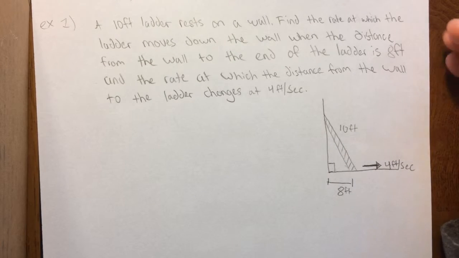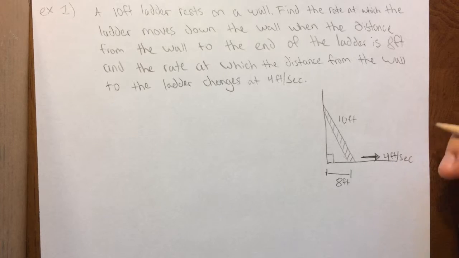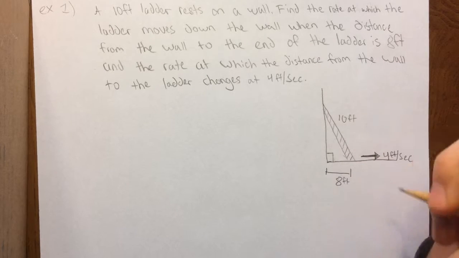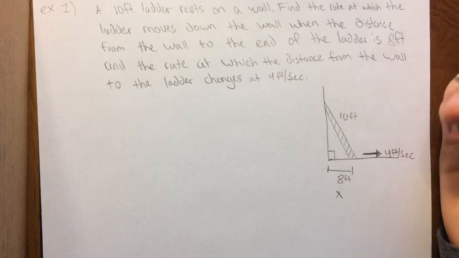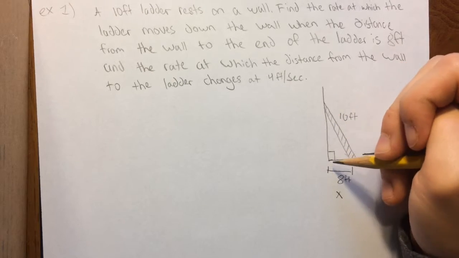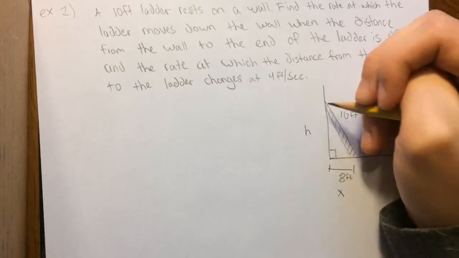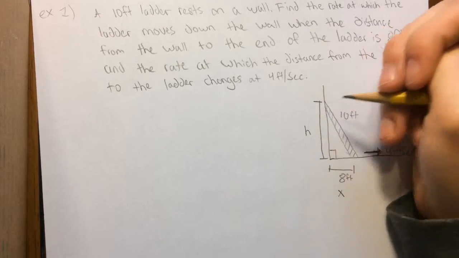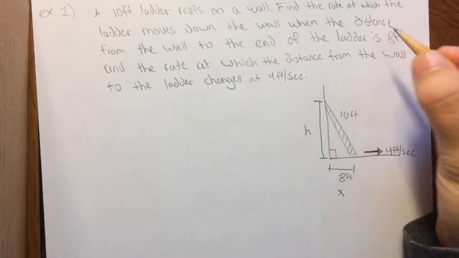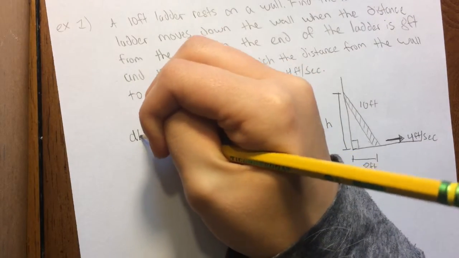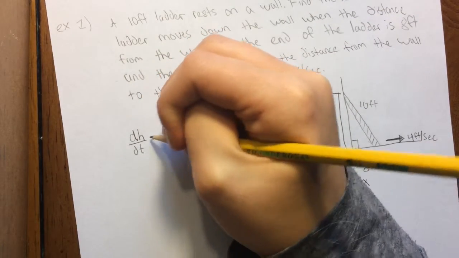Now let's label our variables. x will be the distance from the wall to the ladder on the ground, and from the top of the ladder down to the wall will be h. We analyze the variables with respect to time because x and h both depend on time. What we're trying to find is the derivative of h with respect to time.